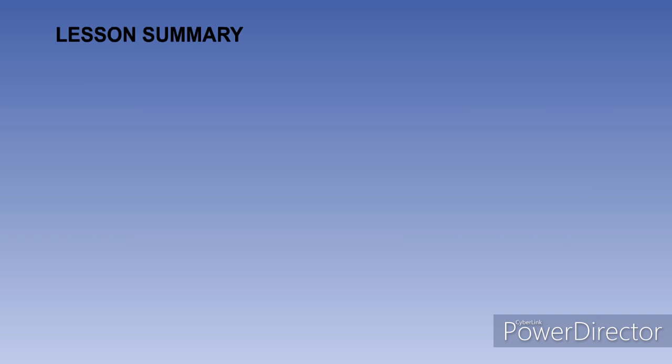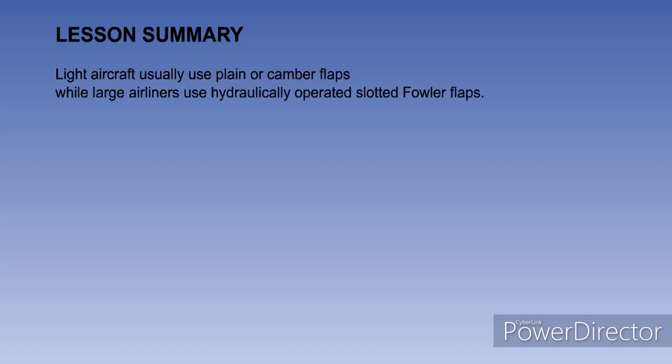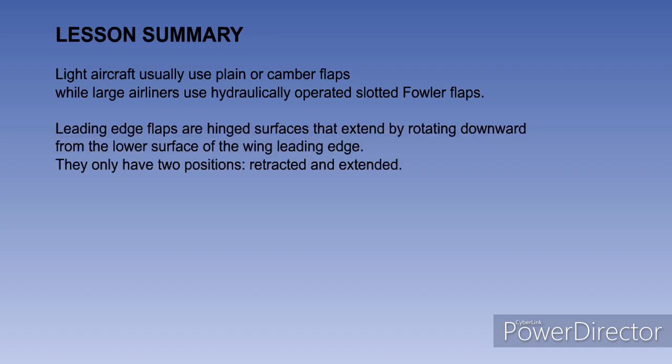That is the end of the flaps and slats lesson. Here are the main points from the lesson. Light aircraft usually use plain or camber trailing edge flaps, while large airliners use hydraulically operated slotted Fowler flaps. Leading edge flaps are hinge surfaces that extend by rotating downward from the lower surface of the wing leading edge.